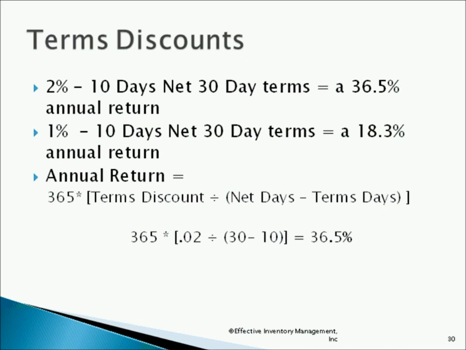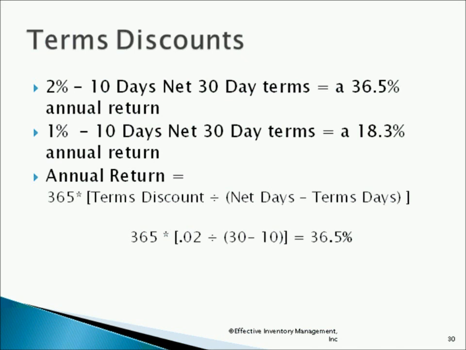Okay? Let's annualize that 2% for 20 days. If you do that, that equals a 36.5% annual return. I don't know many investments where I can get a 36.5% annual return. I always take advantage of terms discounts, even if it's only 1% 10 days, net 30.